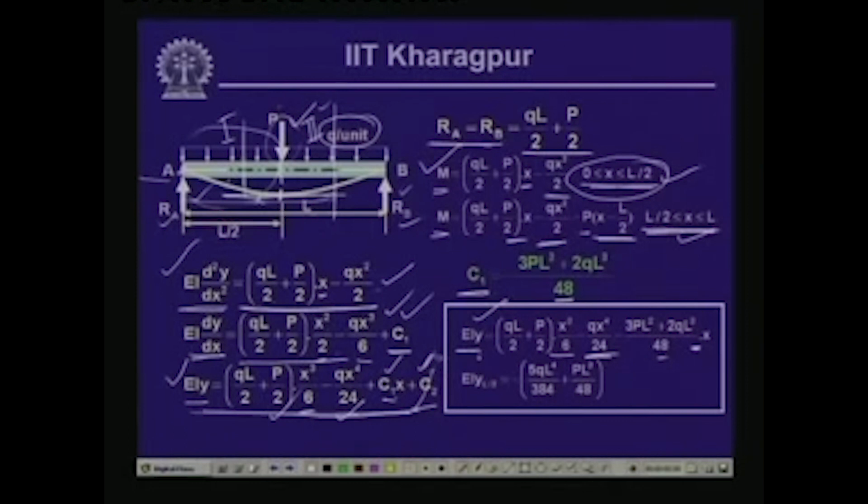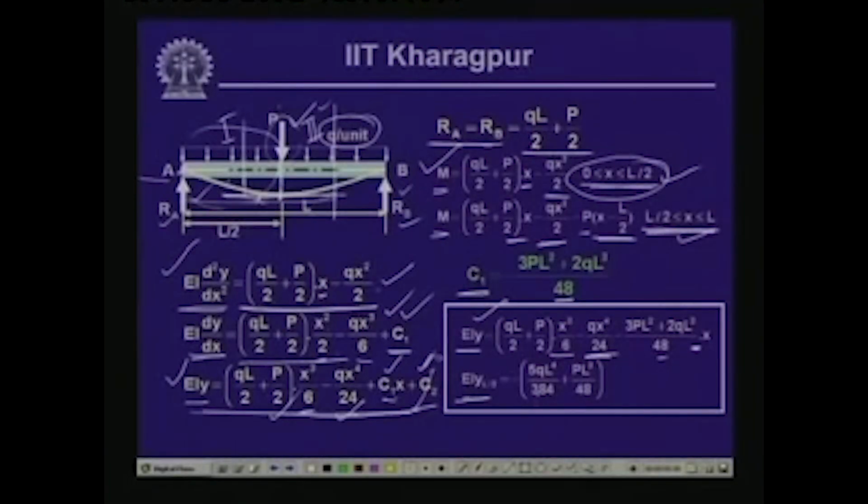Now, since we are interested in finding the deflection at the center, which is going to be the maximum deflection, because this beam is subjected to symmetrical loading, both the uniformly distributed load as well as the concentrated load, we expect that the maximum deflection will occur at the center of the beam. If we compute the value of y at L/2, this gives us minus 5qL⁴/384 plus PL³/48, and if we take EI to the other side, we get y at that point multiplied by 1/EI.